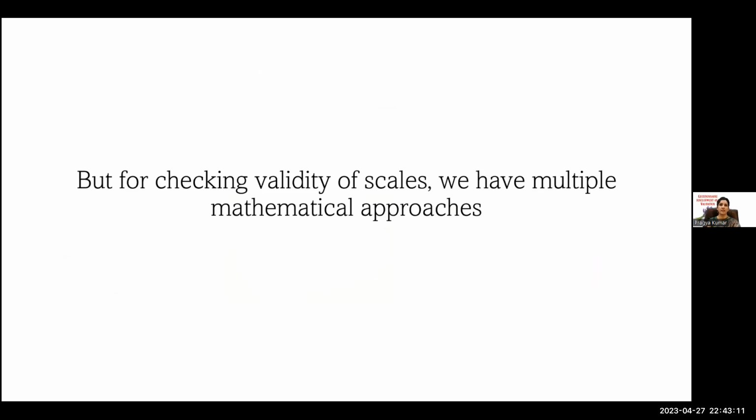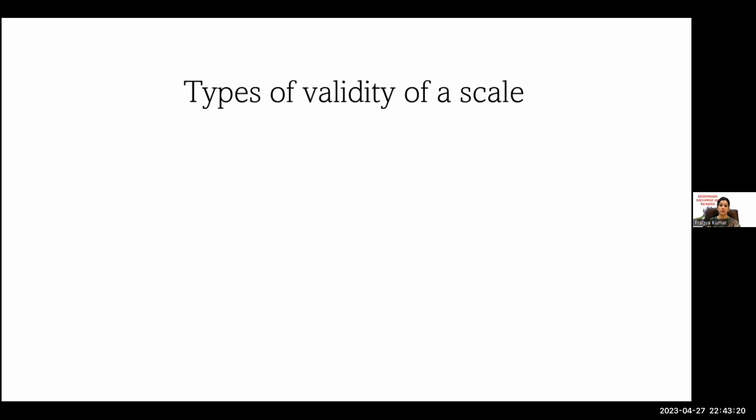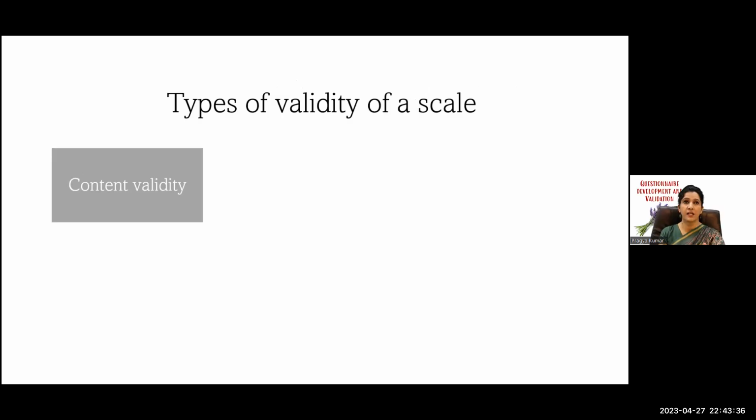But for checking the validity of scales, we have multiple mathematical approaches. So you have to calculate something to say that the scale was valid. So how do you check for that? First we'll discuss what the different types of validity are. The first and very important type is the content validity of a scale.